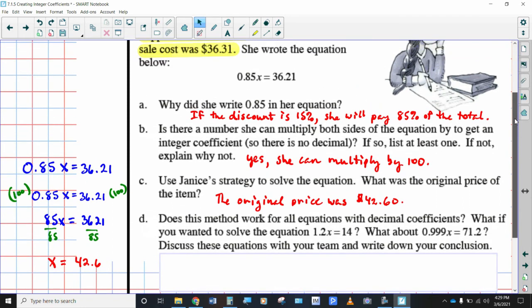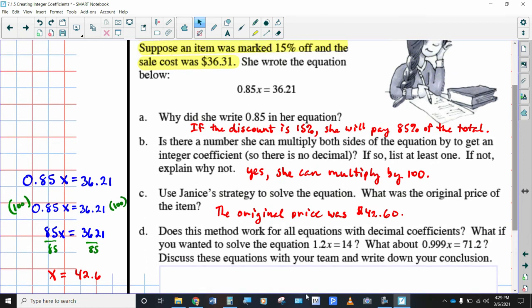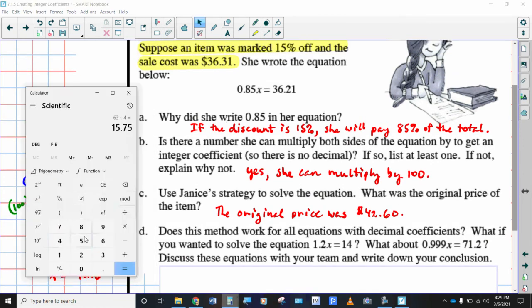Now, let's see if that is correct. If I take and multiply $42.60 times 0.85, that's going to be 85% of the total, which would be the sale price, which means our sale price was $36.21. That is correct. If the question then said, what was the amount of the discount? You could either take 42.60 and subtract away 36.31, or you could take 42.60 and multiply it times your multiplier 0.15, and that will tell you that the discount was $6.39.